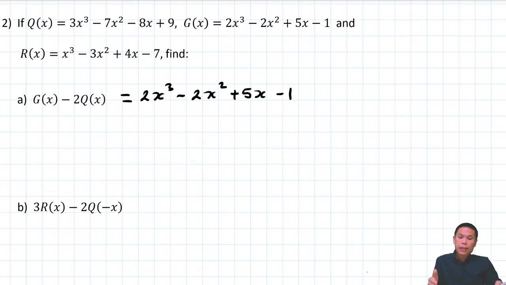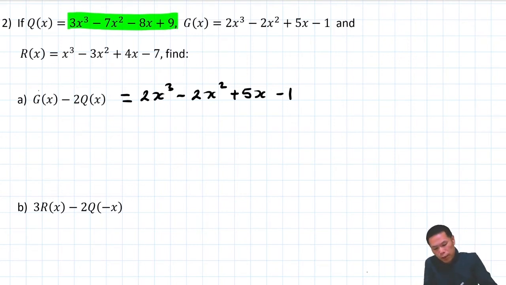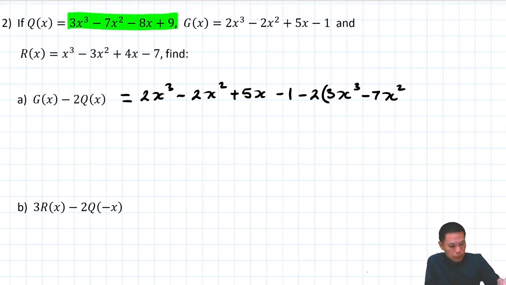Now we need to minus 2 lots of q of x. So q of x is here. Okay. So we minus the whole lot. Okay. So which has to be a bracket, of course. Minus 2 lots of 3x cubed minus 7x squared and minus 8x and then plus 9.